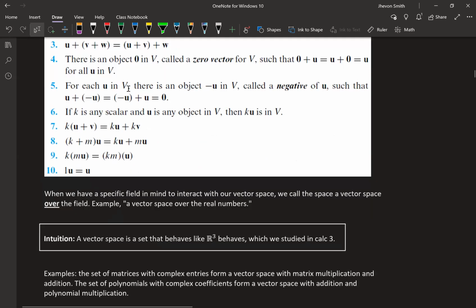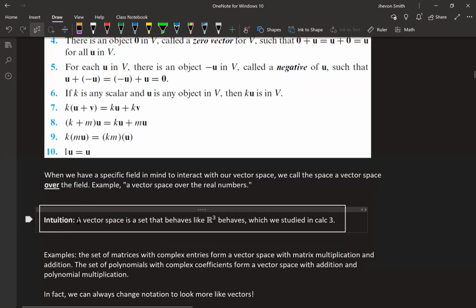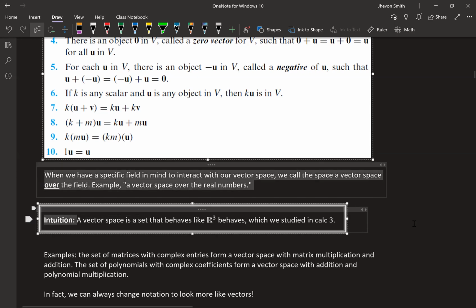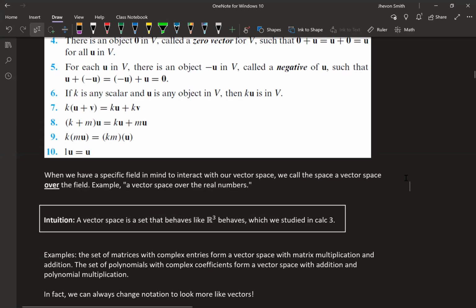All right. So intuition, like do I know an example of this? Yes, you do. The set R3 that you learned about in Calc 3 is in fact a vector field. Think of the set of three-dimensional vectors and all the things you could do with them. They actually form a vector space, right? So that's a concrete example you can have in your mind. Anything that behaves like R3 behaved back in Calc 3, we call a vector space.